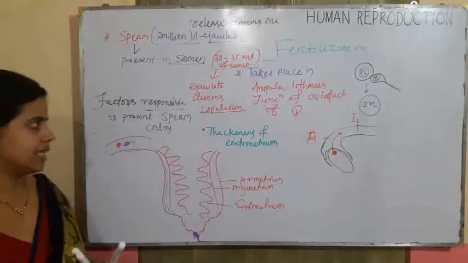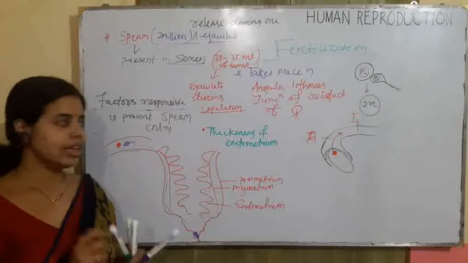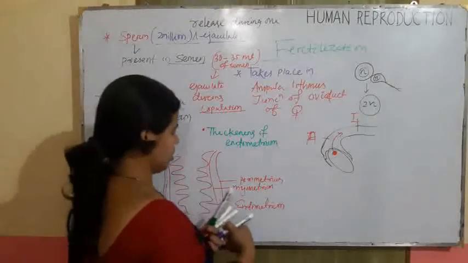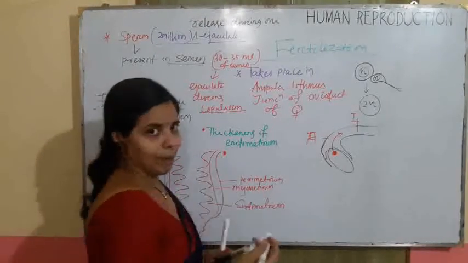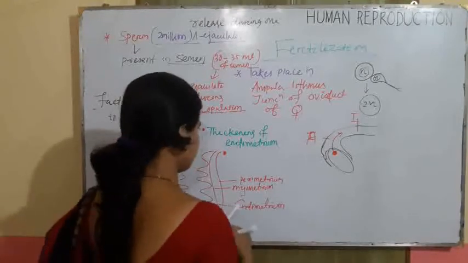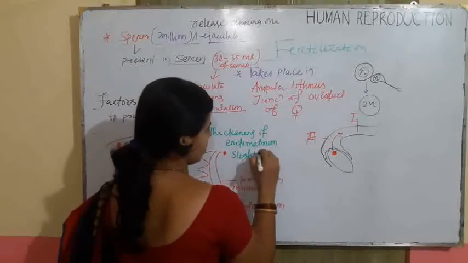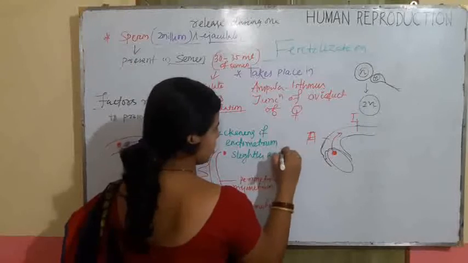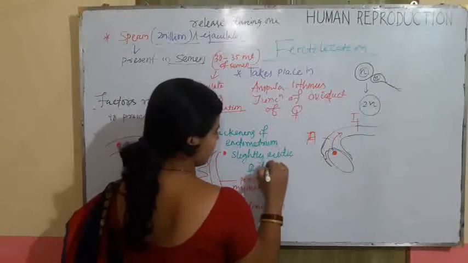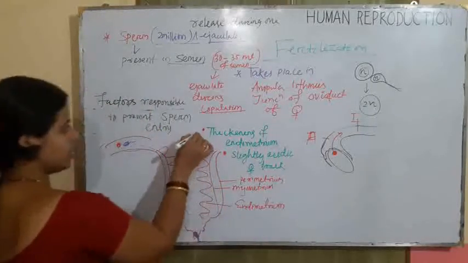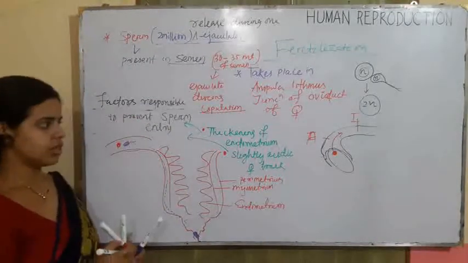Okay. Now, what is the next obstacle? See, as we already discussed, there is a slightly acidic nature in the pH. So that also may not be tolerated by certain sperms. So that is what? Slightly acidic, okay, in the female tract. So that is also one of the reasons for the prevention of sperms.